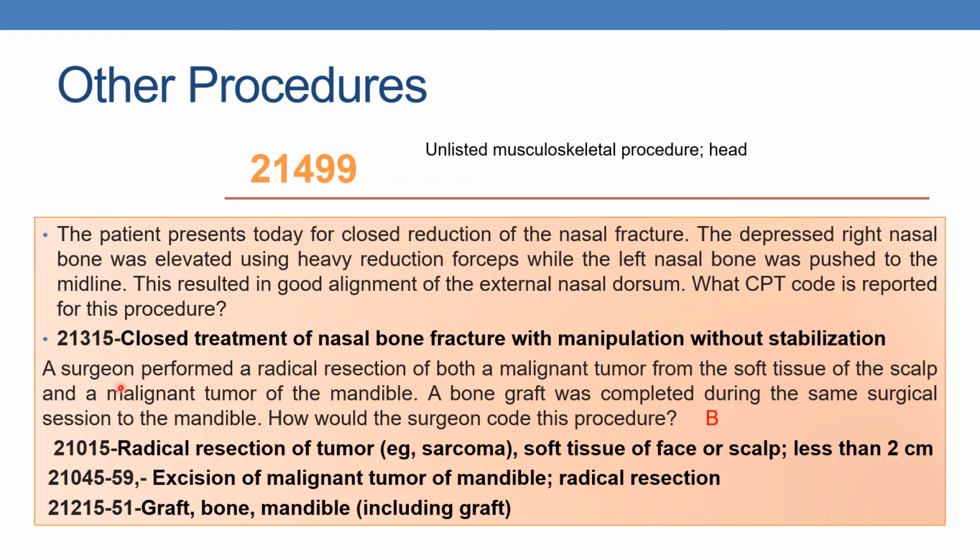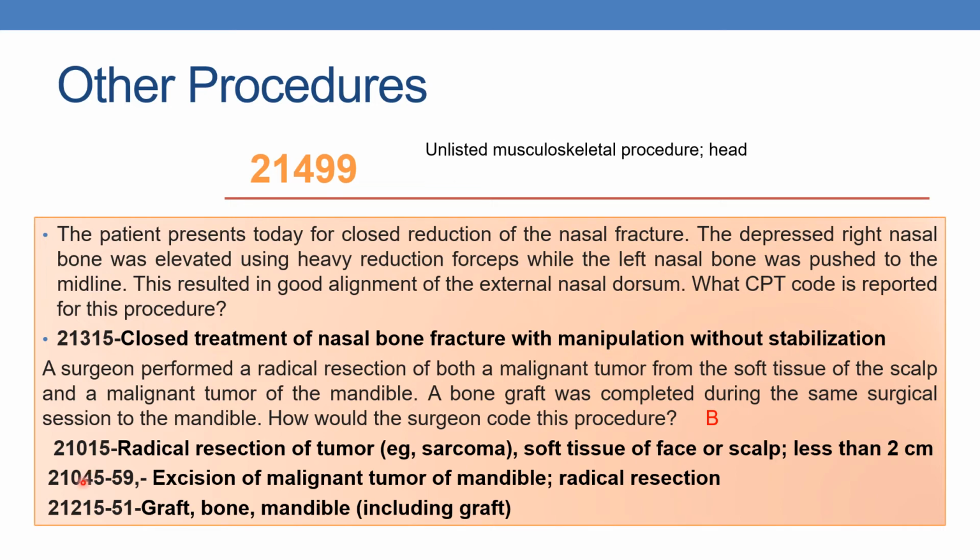Coming to the next example, a surgeon performed a radical resection of both a malignant tumor from the soft tissue of the scalp and malignant tumor of mandible, and the bone graft was completed during the same surgical session to the mandible. So in total 3 procedures are done. First is radical resection of malignant tumor of scalp. CPT is 21015. Radical resection of tumor, soft tissue of face or scalp less than 2 centimeters.